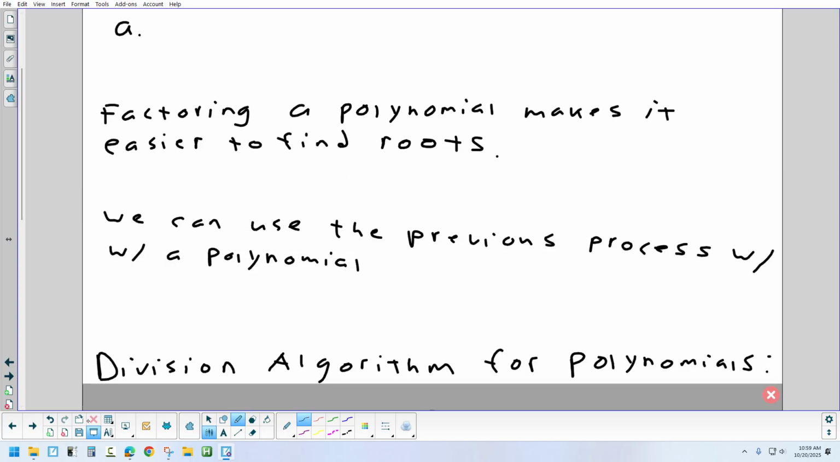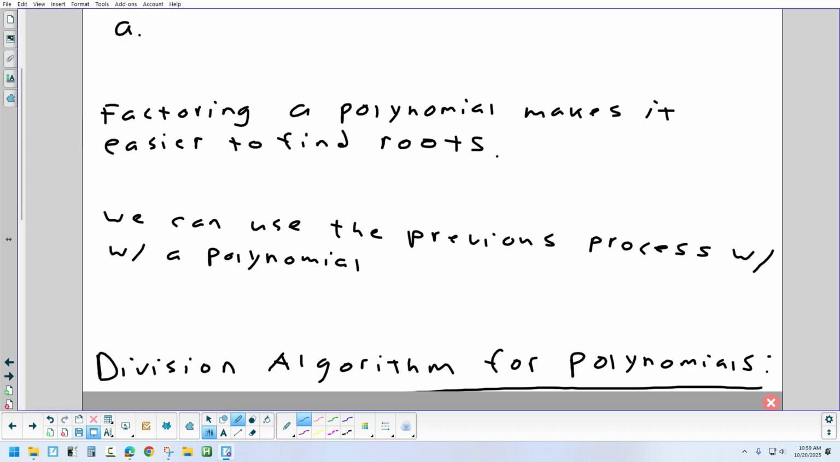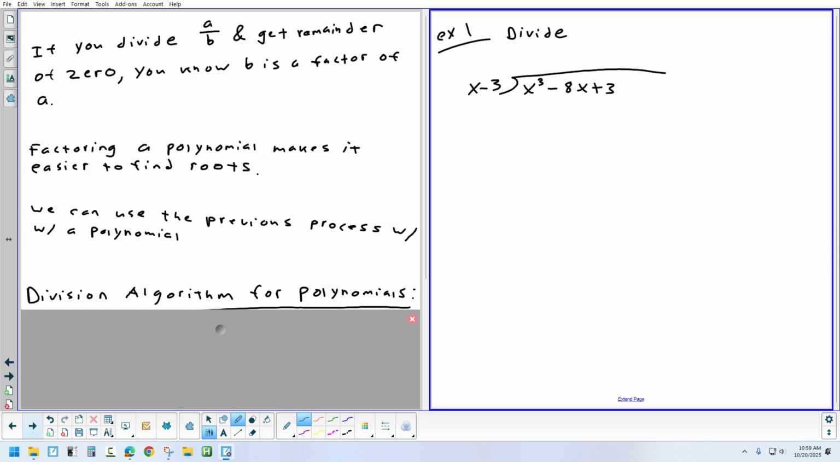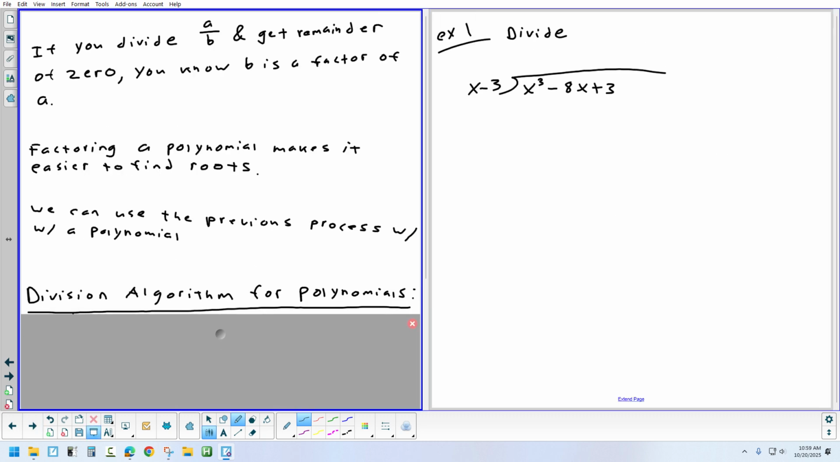So we're going to look at how we do that same process we just did with 12: me telling you a number that's a factor, doing the division, and getting the other one. We're going to do that now with a polynomial. I'm going to do a problem on the right, and I'm going to show you the steps on the left.